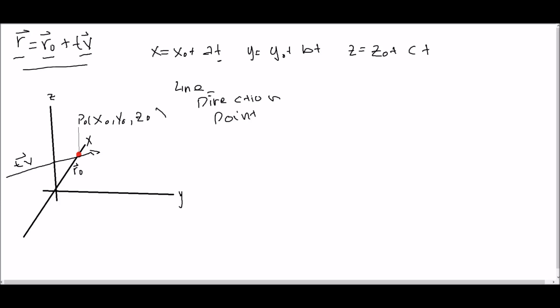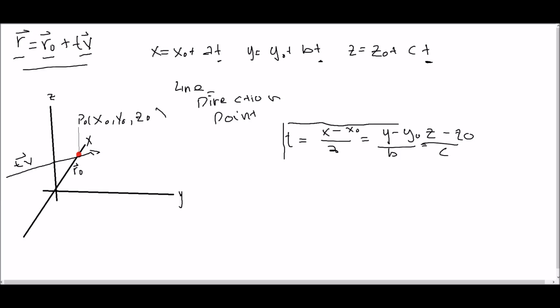But if you notice, each of these equations are relatable through this value t. Now, we can say that t is equal to x minus x naught over a. It's also equal to y minus y naught over b, and it is also equal to z minus z naught over c. And this is deemed our symmetric equation of a line. This is pretty useful because when you want to substitute or find any one of these values, all you need is 3 of the 4 and you are good to go.